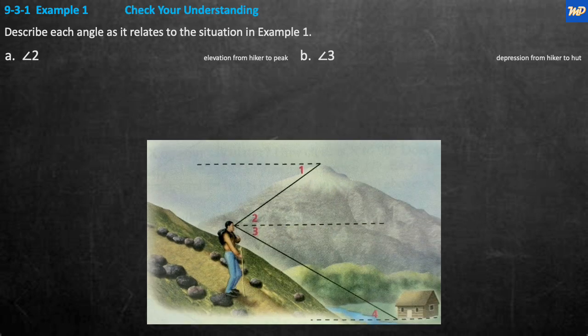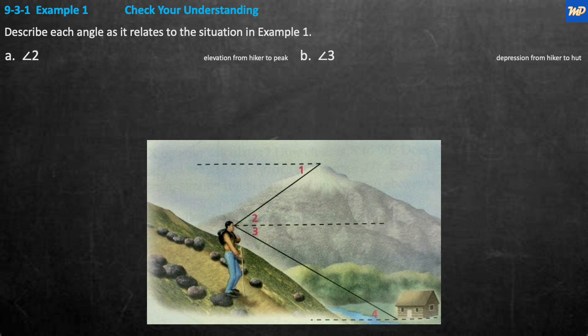Okay, example 1, check your understanding. So why don't you take some time for yourself and look at this diagram. It's the same one we were just looking at. And two problems, A and B. It says angle 2. So as we described the other one, how would you describe angle 2 in problem A? And how would you describe angle 3 from problem B? Looking at that same diagram that we were just looking at. Go ahead, take your time. Pause the video. When you come back, we'll discuss it further.